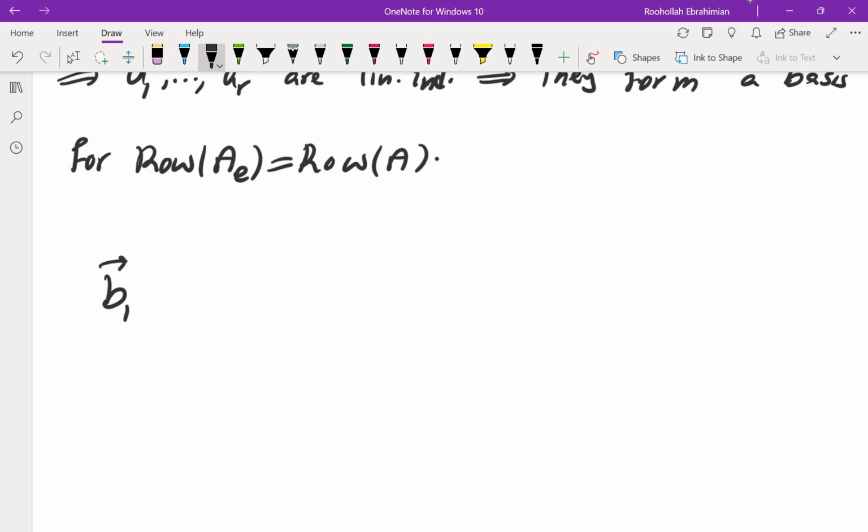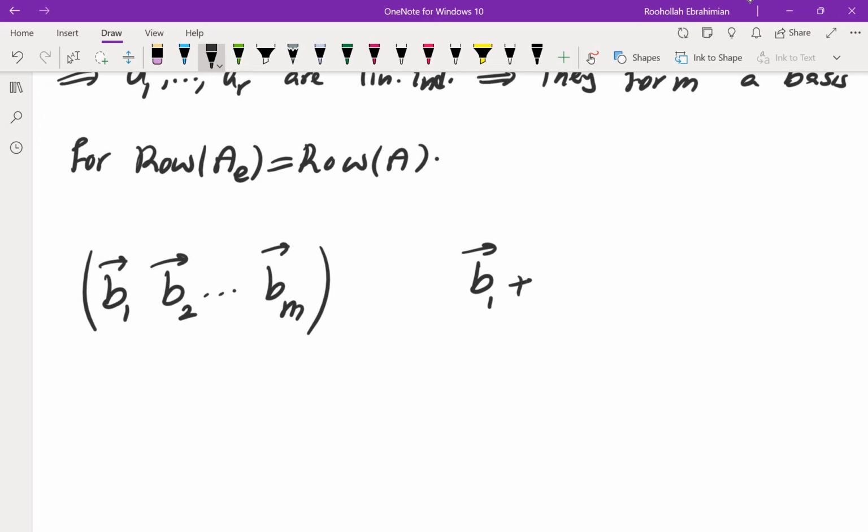So if you look at the columns, let's say the columns are B1, B2, all the way to Bm. Let's say you have a few of these columns that are linearly dependent. What I'm going to show is that linear dependence doesn't change. So let's say the first, second, and third column are linearly dependent. When you apply row operations, they would remain linearly dependent. And since row operations can be reversed, linear dependence remains the same.